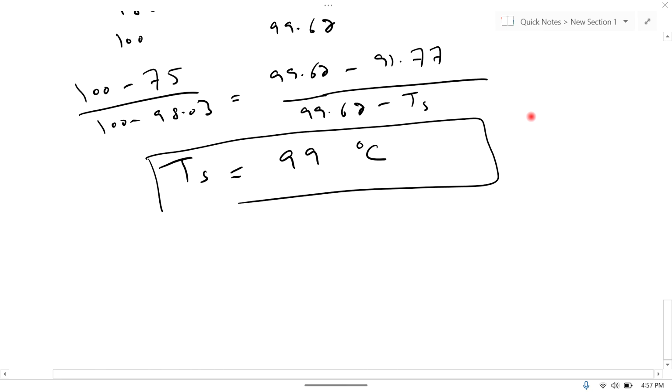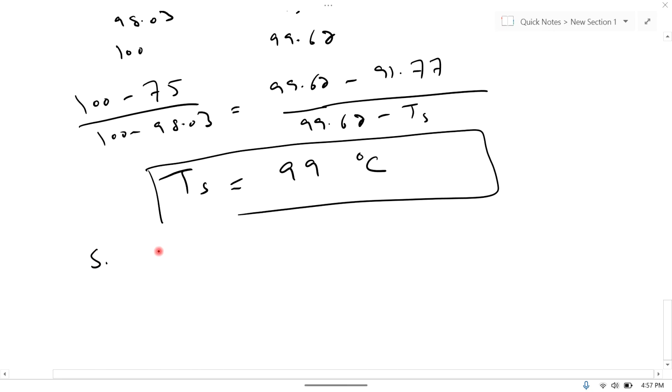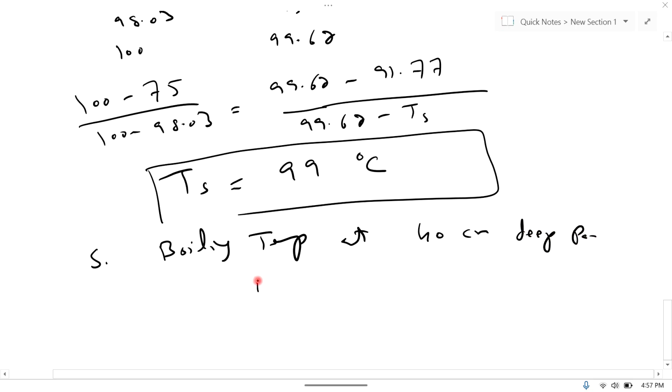So it means that the boiling temperature or saturation temperature at a 40 centimeter deep pan is 99 degrees centigrade.